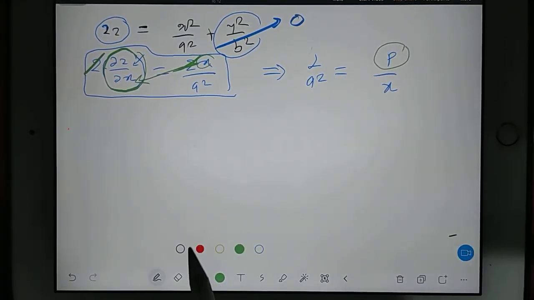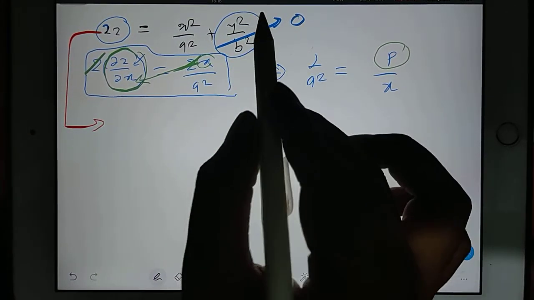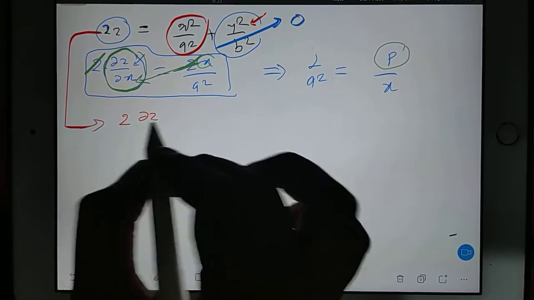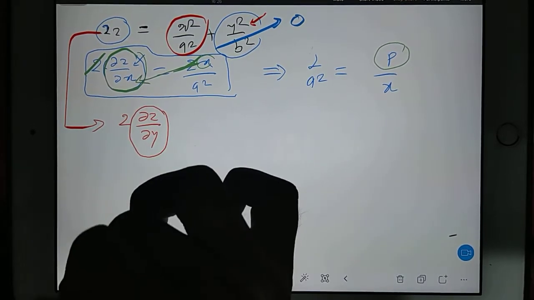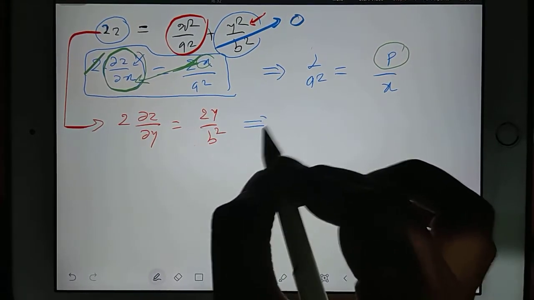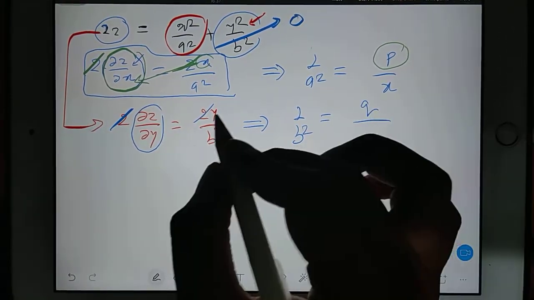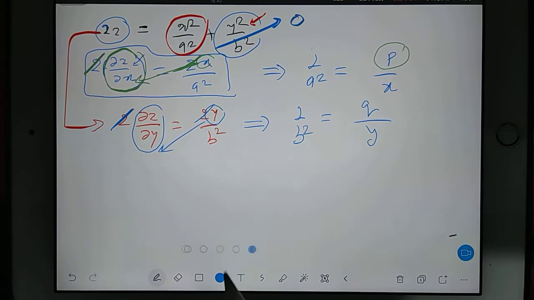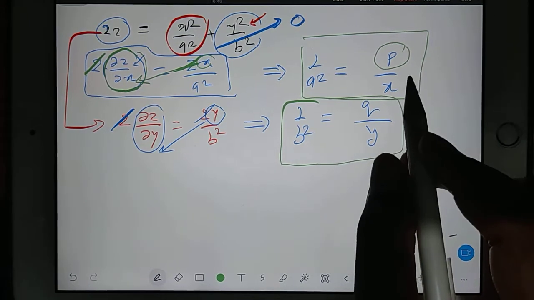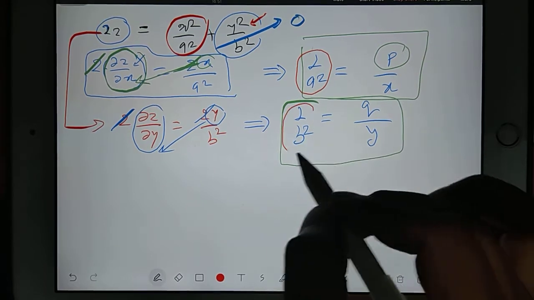In the same way, I will differentiate the same equation with respect to y, keeping x as constant. So 2 dou z by dou y, again remember this is going to be q, is equal to 2y by b square. Now I am finding out the 1 by b square value. This 2 and this 2 I can cancel, this I will write as q, and y I will send down, so q by y. That's all done. So 1 by a square is p by x and 1 by b square is q by y. Now we got the value of 1 by a square and also of 1 by b square.